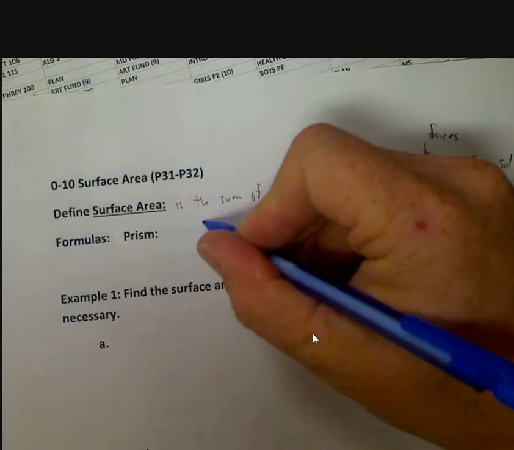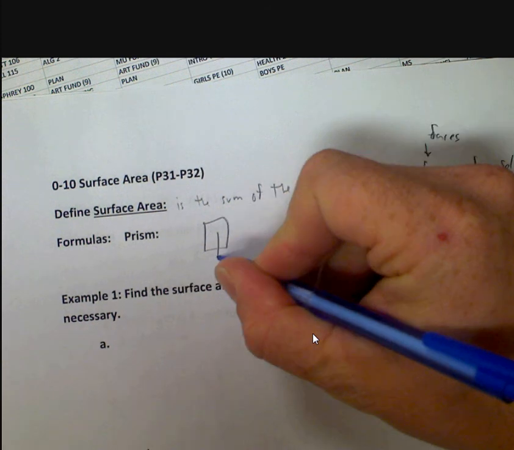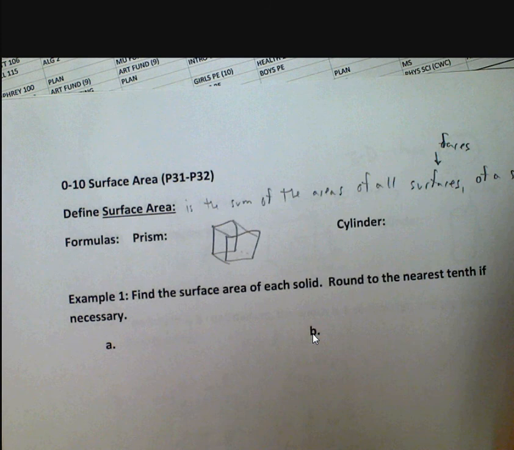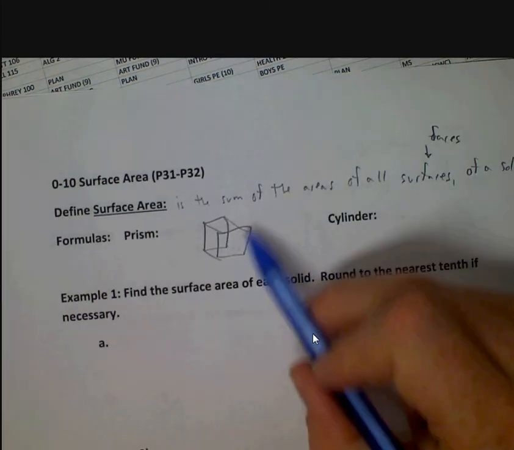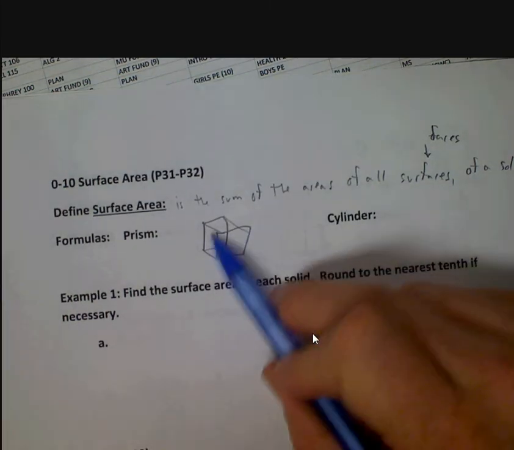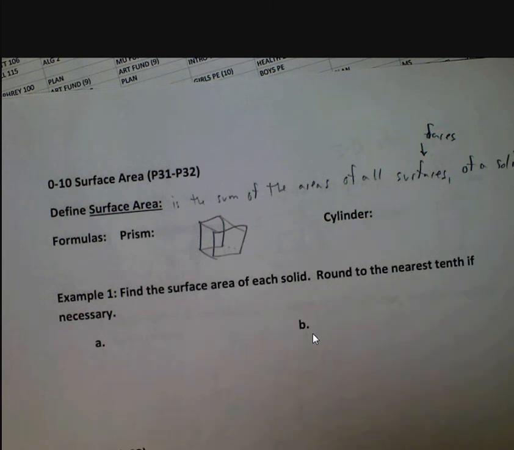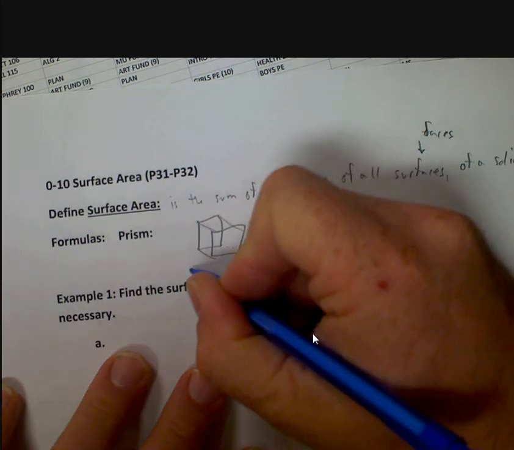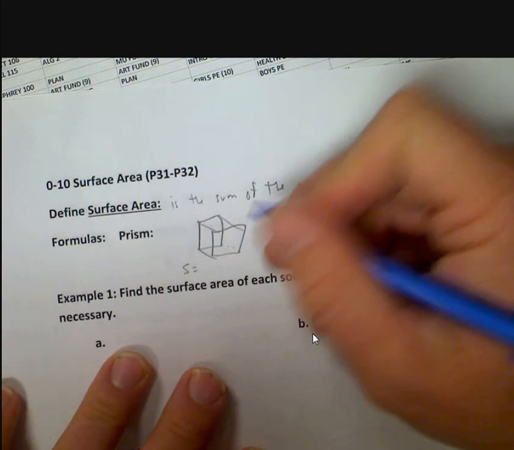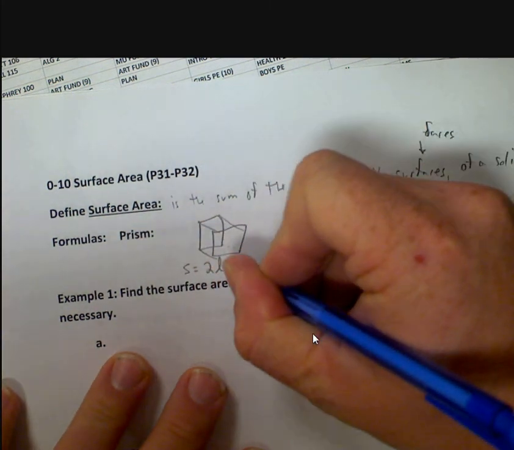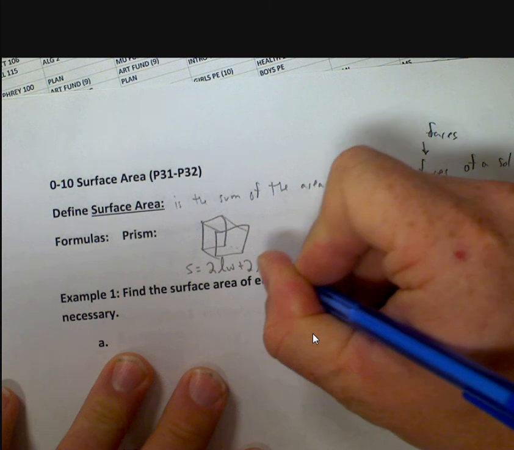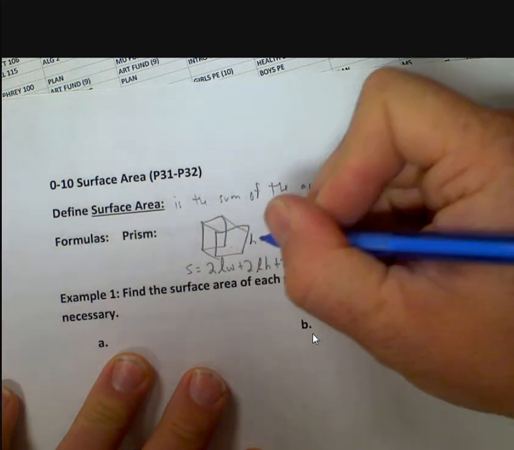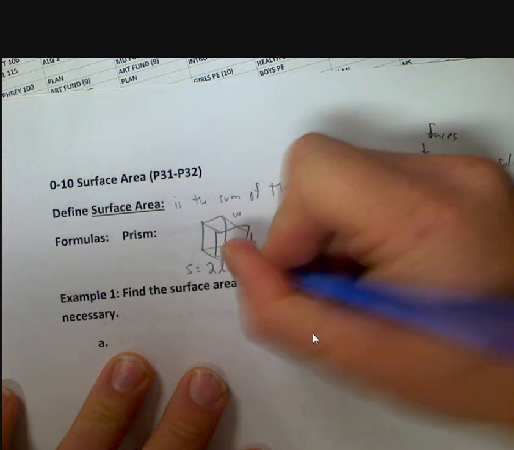So let's look at a prism. If I draw a prism, what it is is the outside. This area, this area, this area, and I add them all together, and that would be the surface area. The formula for a prism, so the surface area is 2LW plus 2LH plus 2WH. Here's my height, here's my width, here's my length.